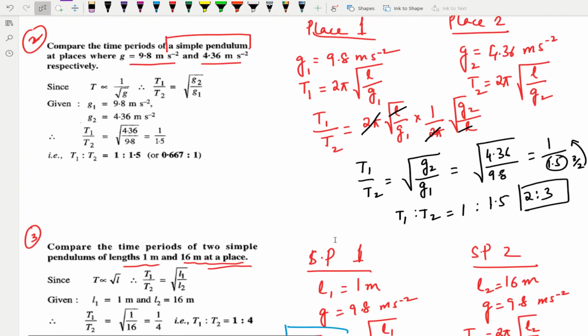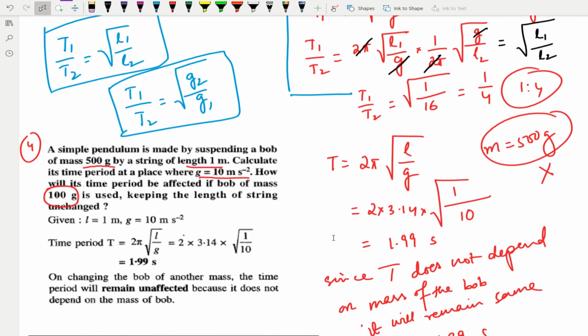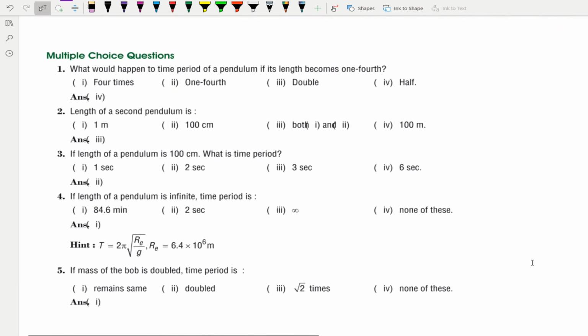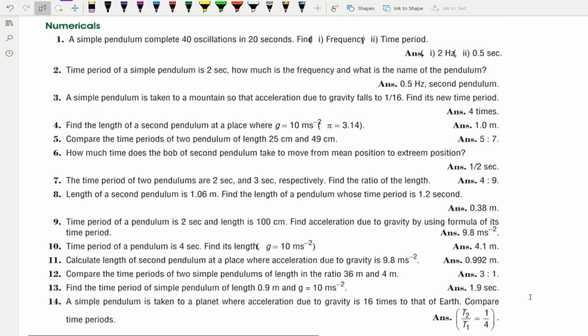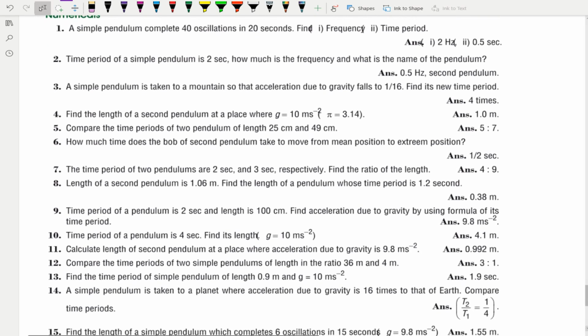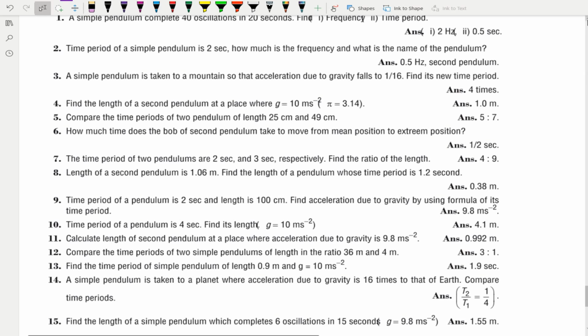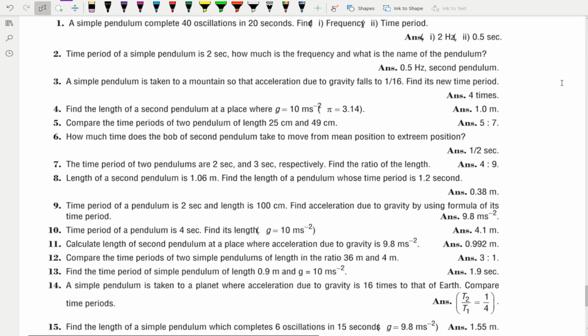Based on this, there are a few homework questions which I am giving you. Take a screenshot. These are the 5 MCQs. Take a screenshot of this, solve them, and if you have any doubt, post it in the comment section of this video. Also there are 15 numericals. You can take the screenshot of them. All logical questions, you may say. These are all 1 or 2 liners based on whatever examples we have just solved.